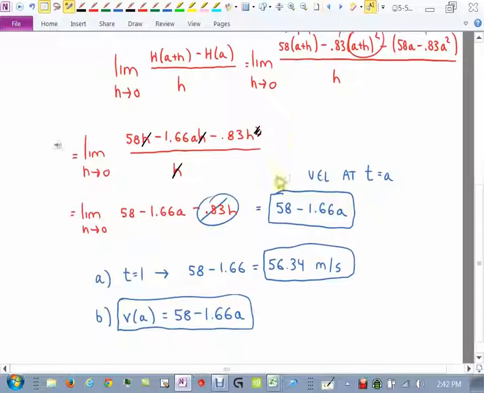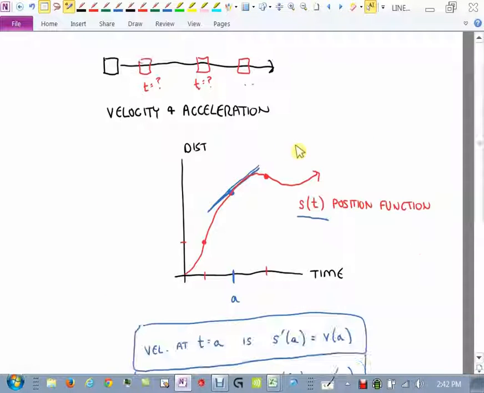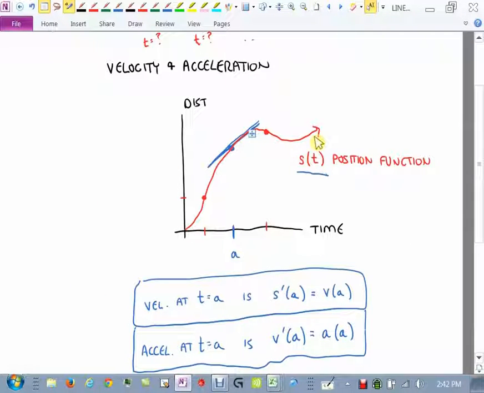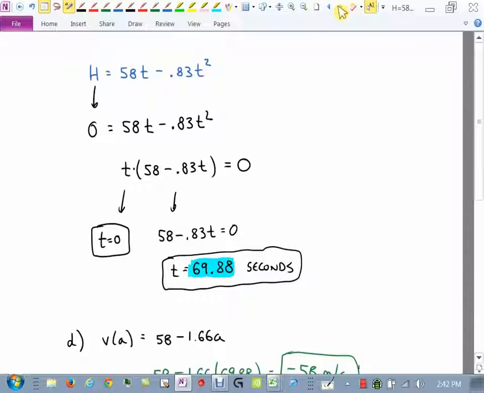The main idea here, going back to all this, is that if you have a position function, the derivative of it is velocity. So we're going to need it. And then you take the derivative again, you get acceleration, although that problem we didn't deal with that.